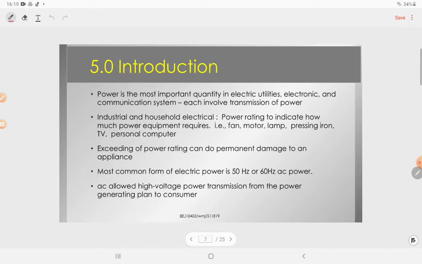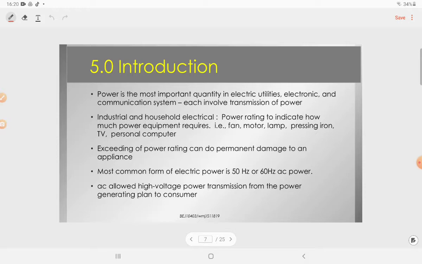Maybe I should go through some introduction. Power is the most important quantity in electric utilities, electronic and communication systems. Each involves transmission of power. So when we talk about power, it usually involves a transmission line. You need to deliver power from the source to the load. In a power system, you need to deliver power from the source, which is the power generator or power station, to the load, let's say, to the houses. All these things involve transmission of power.